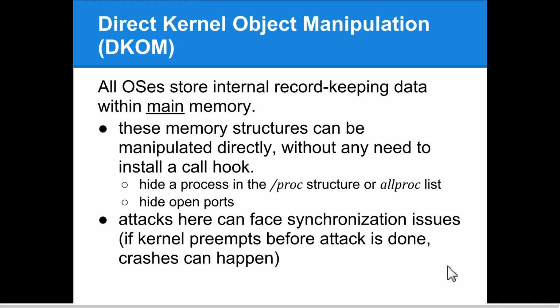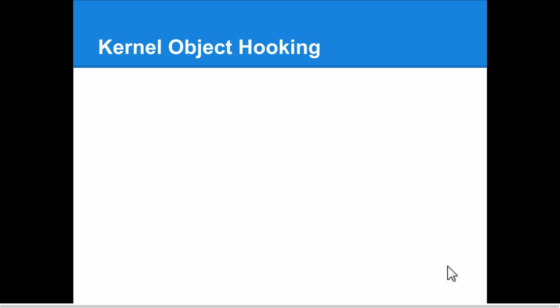Attacks here, however, can face synchronization issues. Basically, if the attack code is running and the kernel comes in, preempts it, and context switches to somewhere else, and then comes back, there can be synchronization issues. Memory can be corrupted for the process table. If it tries to switch to something that's currently being edited, the kernel can basically crash. So sometime later, I'll have to go into kernel object hooking and the rest.